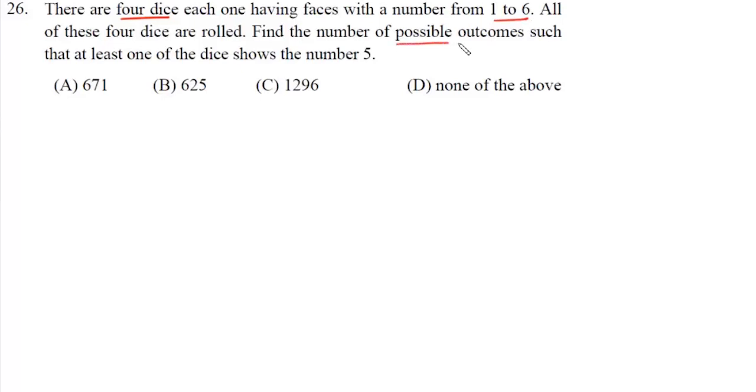Find the number of possible outcomes such that at least one of the dice shows the number 5. So we'll do it with exclusion. The total number of choices that we have here is 6 into 6 into 6 into 6 for all the 4 dice, minus we'll subtract all the cases where we'll have no 5. If we subtract all those cases where we do not have a 5, then we'll get at least one 5. And if we do not have 5, then for each die we have 5 options. So it'll be 5 into 5 into 5 into 5. So it'll be equal to 671, and that's your option A.